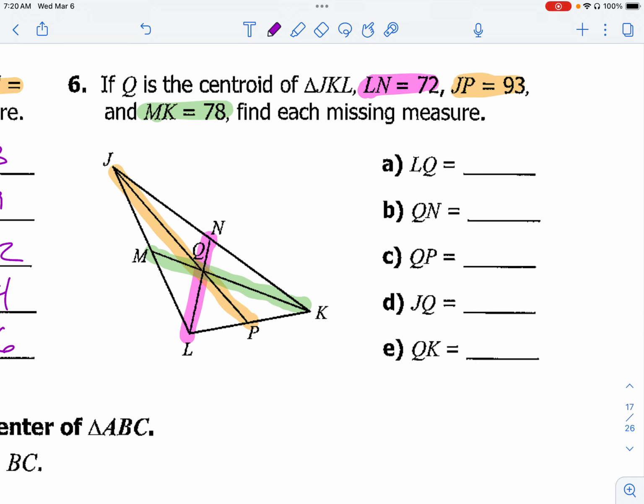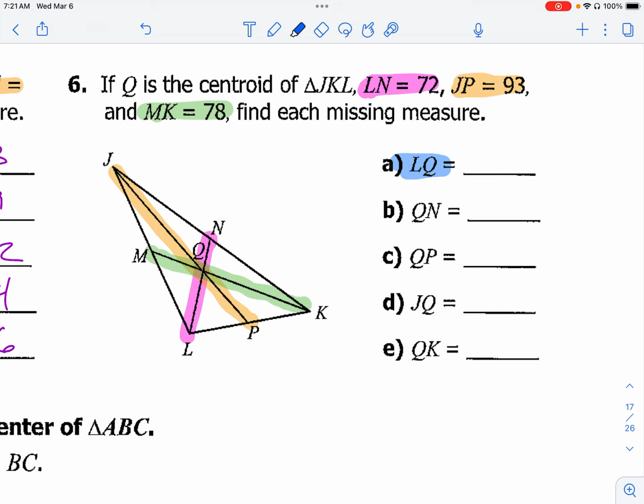Let's move over to our next example. Still working with the centroid. And here we have all the interior medians. We know all the medians are cut 2/3, 1/3: 2/3 on the side that is by the angle, and 1/3 on the section that's by the side of the triangle.